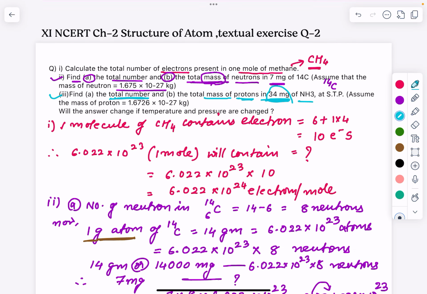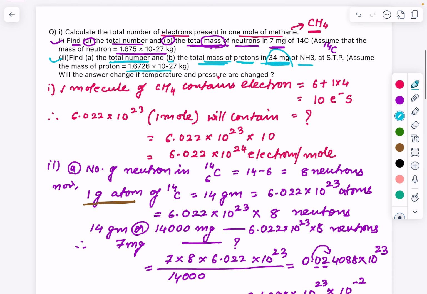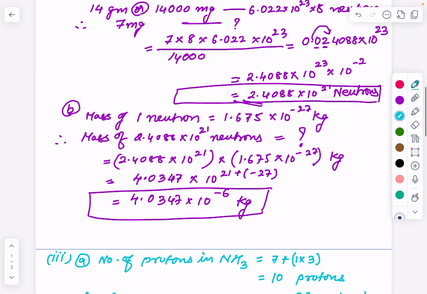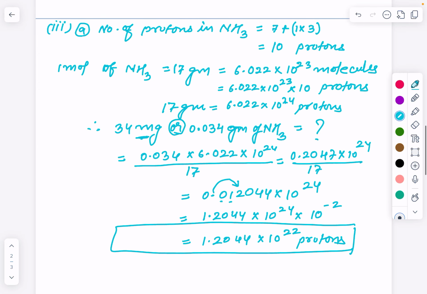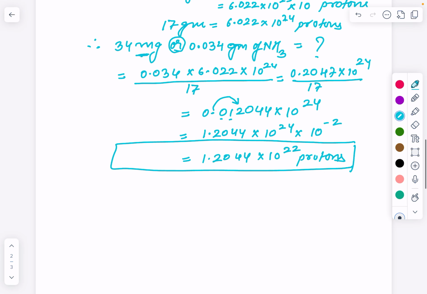Now you also need to find out the mass in the other part, and the mass of a proton for reference is given to you as 1.6726 into 10 to the power of minus 27 kg. As we have just done above for carbon 14, similarly you have to do over here. So let us proceed with the B part. Here we are supposed to assume that the mass of one proton is 1.6726 into 10 to the power of minus 27 kg.